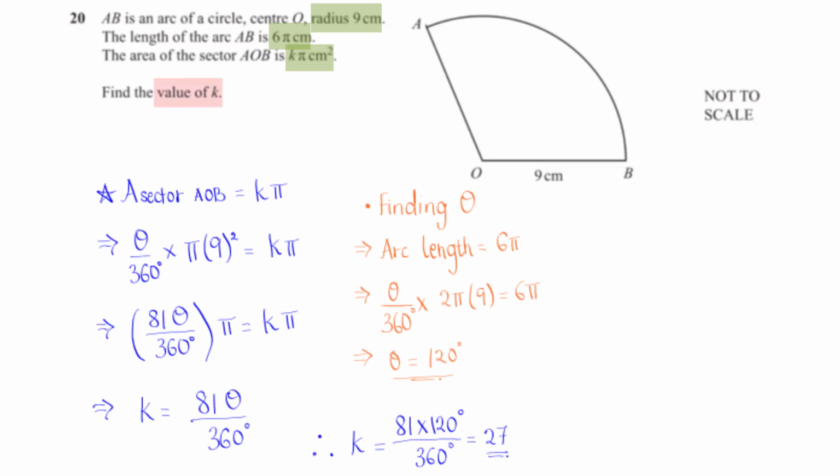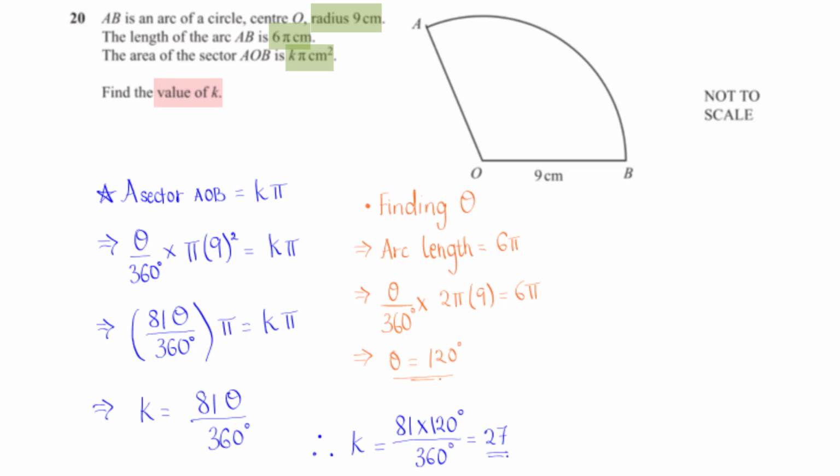So from the question, we've been told that the area of sector AOB is equal to k pi, and we are trying to find the value of k. We also know that to find the area of sector AOB, that would be theta over 360 degrees times pi r squared, and in this case the radius has been given as 9. When we simplify this, we get the value of k as 81 times theta over 360 degrees.